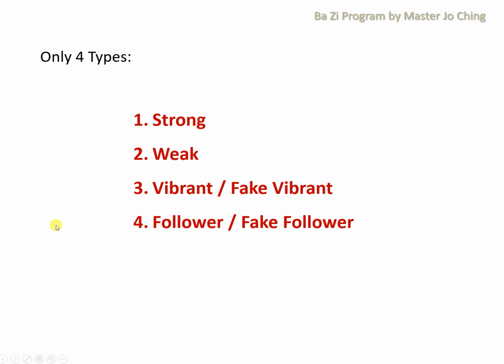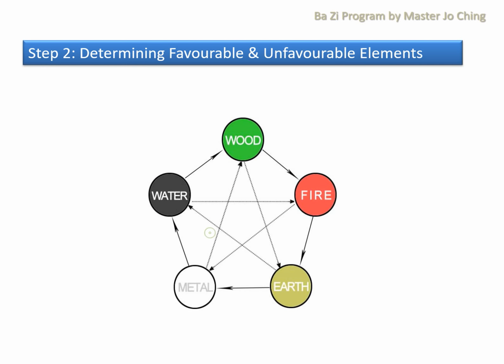Over here, I have this thing called vibrant and fake vibrant. They actually belong to the same category. Of course, in class I will elaborate more. Because a lot of practitioners, in fact very senior practitioners, make a lot of mistakes between a weak chart and a fake follower, for example. So fake vibrant and vibrant, or fake follower and follower, belong to the same category. What makes them fake? I'm not going to discuss it here.